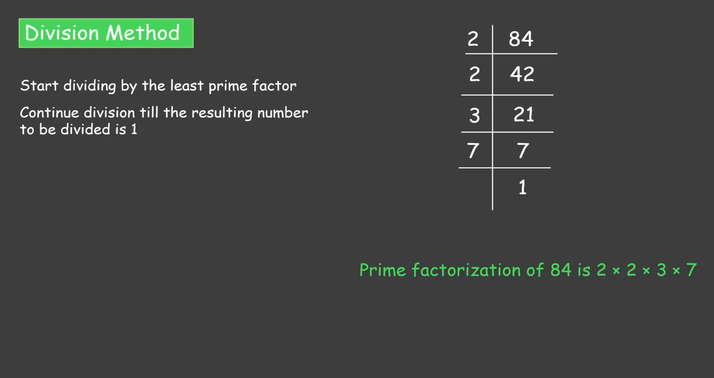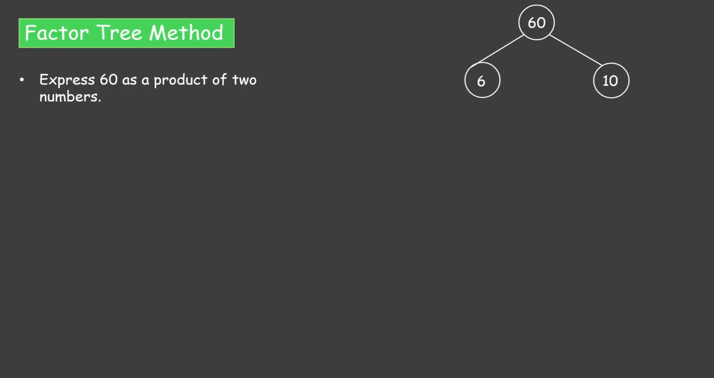Now let us move on to the second method of finding prime factorization, which is the factor tree method. In this, we are going to create a tree with some branches. Let's say we need to find the prime factorization of 60. The first step is to express 60 as a product of two numbers. Now we can write 60 as 6 into 10. Did you see these are the branches of the tree?